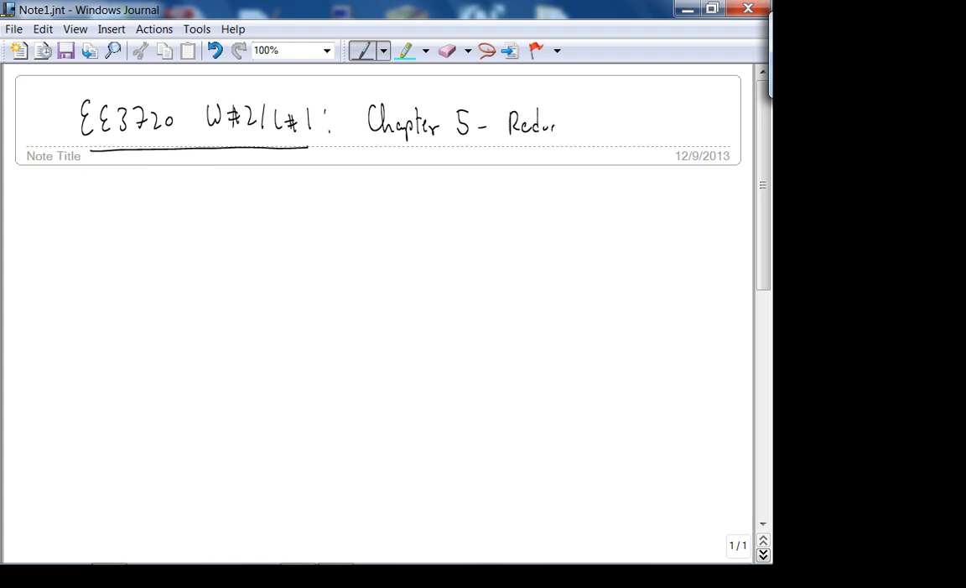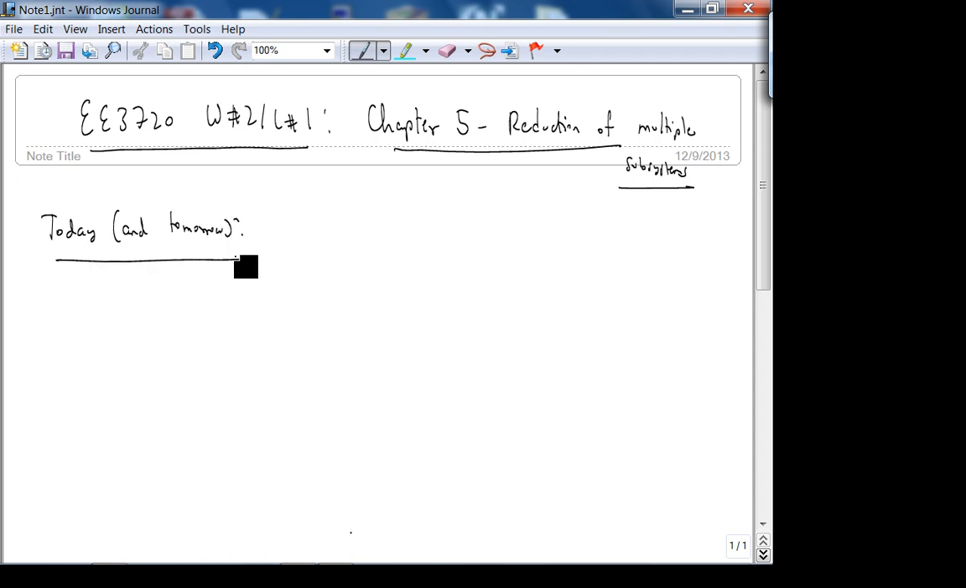This is reduction of multiple subsystems. Just a couple of terminology that you need to be familiar with from this chapter. So today, and tomorrow, we'll basically cover sections 5.1 to 5.2, like it says in the syllabus. But basically tomorrow will be a problem solving session, right? And it'll start today actually.